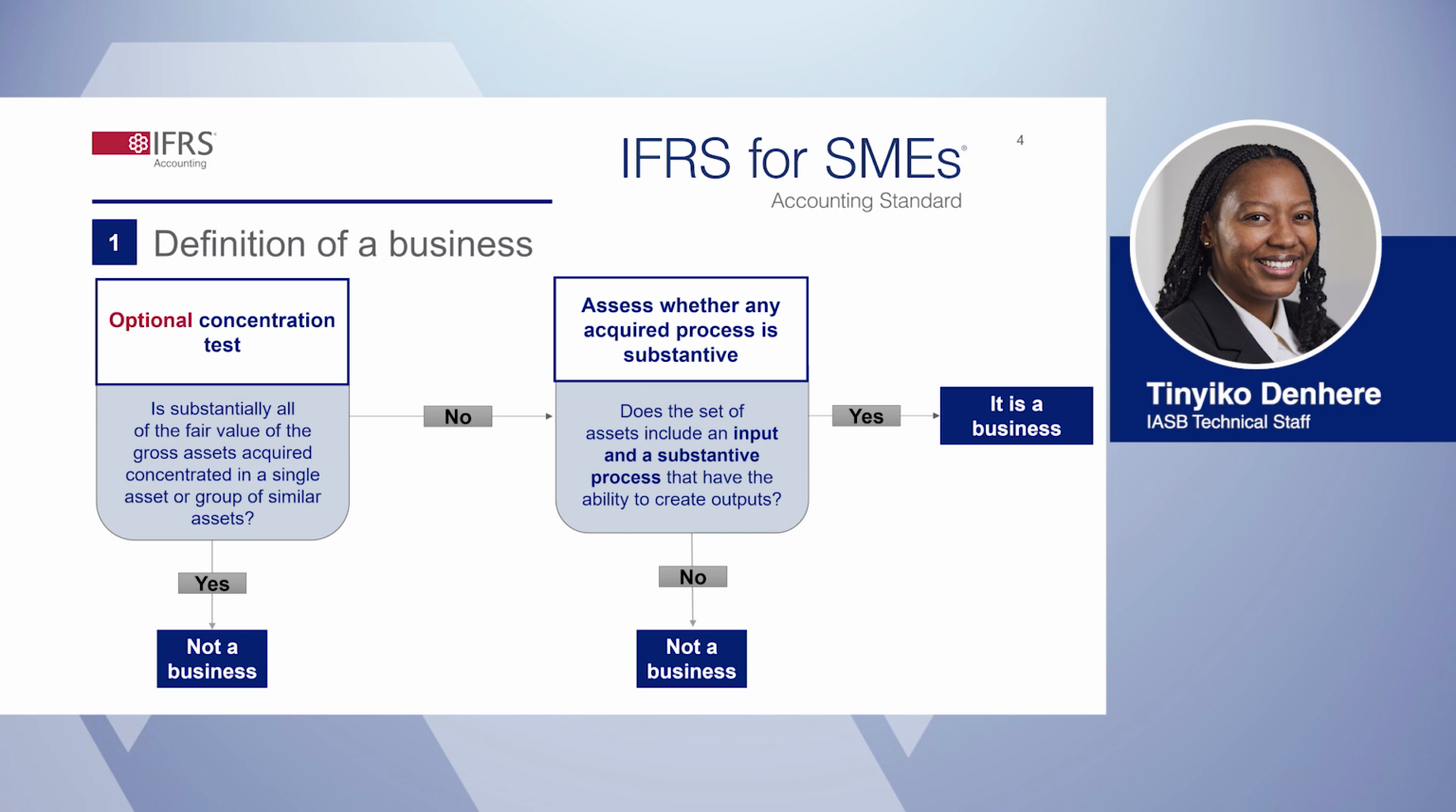If the optional concentration test is not met, or if the SME decides not to use the test, the SME assesses whether the three elements of a business are present. Usually, all three elements of a business would be present. But sometimes a set of activities can be classified as a business if only inputs and a substantive process are present. The new appendix to Section 19 provides guidance on how to determine if an acquired process is substantive.